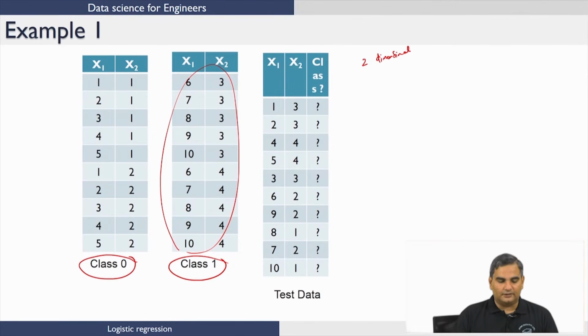In these kinds of problems typically you have this, and then you are given new data, which is called the test data, and the question is what class this test data belongs to. It is either class 0 or class 1 as far as we are concerned in this example.